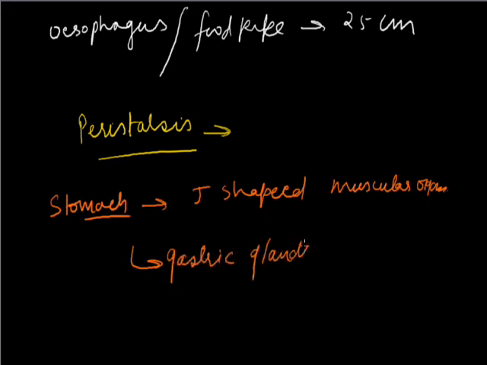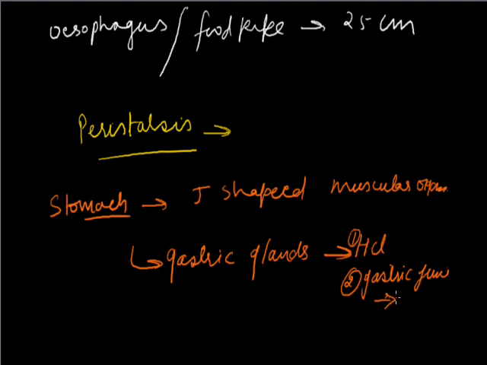Gastric means related to stomach, and these gastric glands secrete two things. First they secrete HCl, and second they secrete gastric juice. Gastric juice consists of some of the enzymes. HCl also is secreted here.